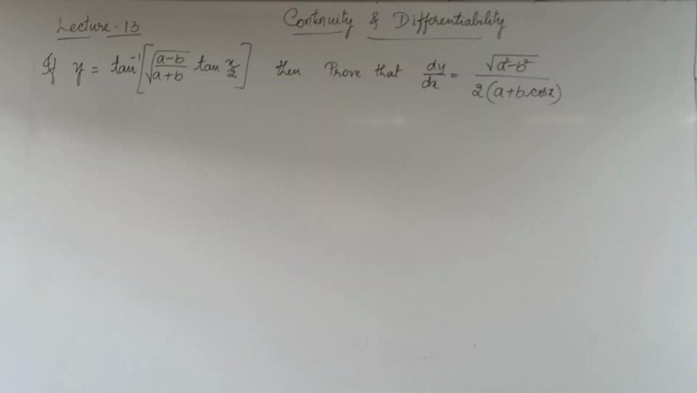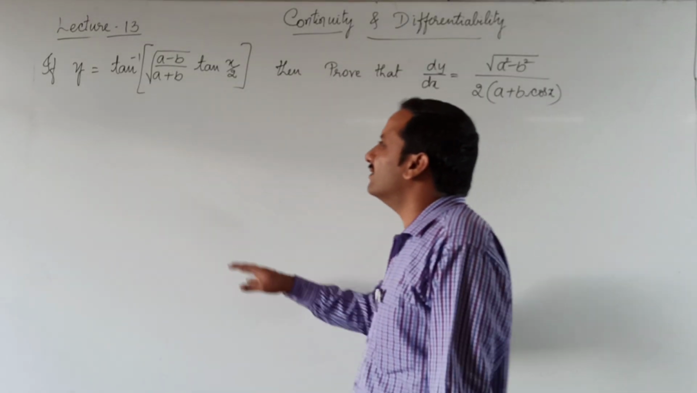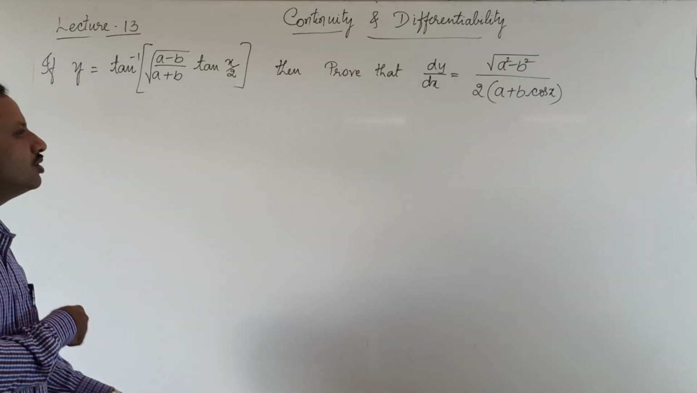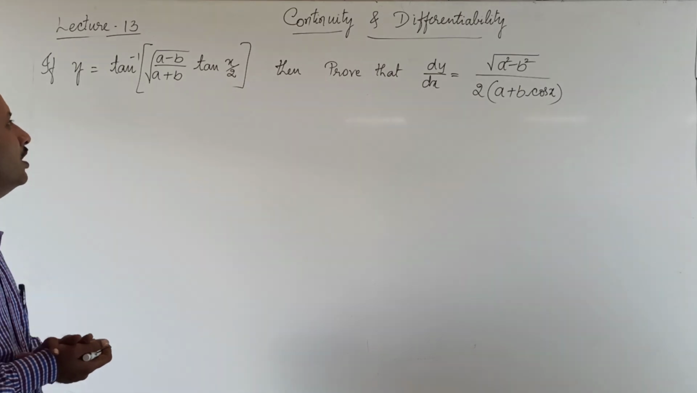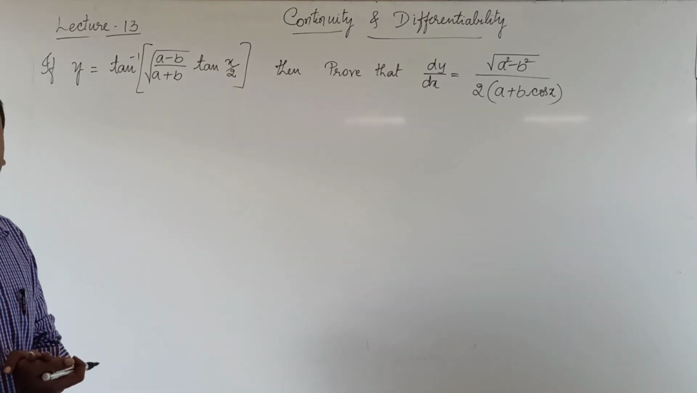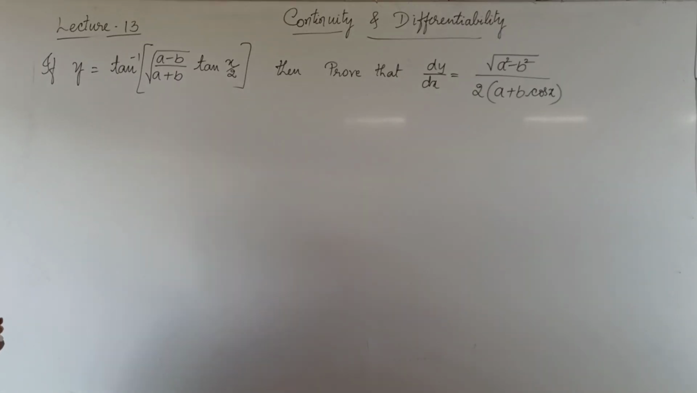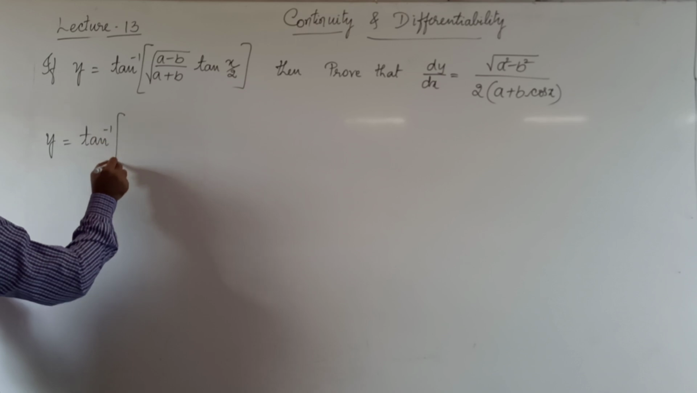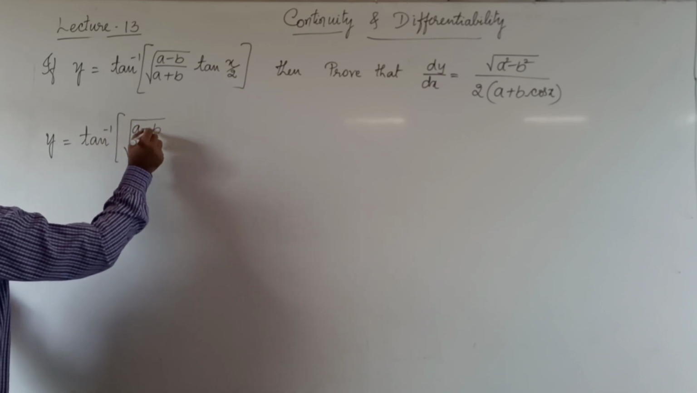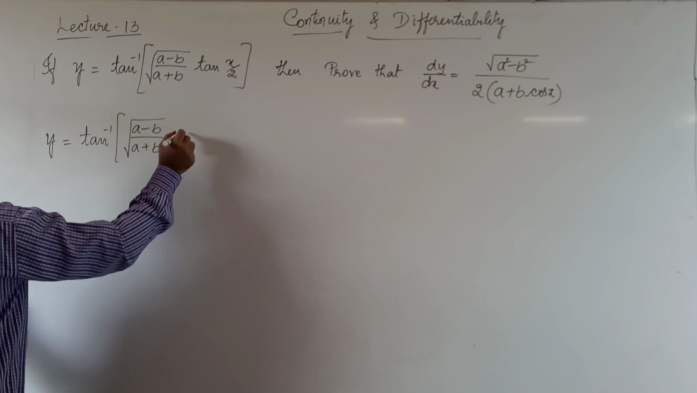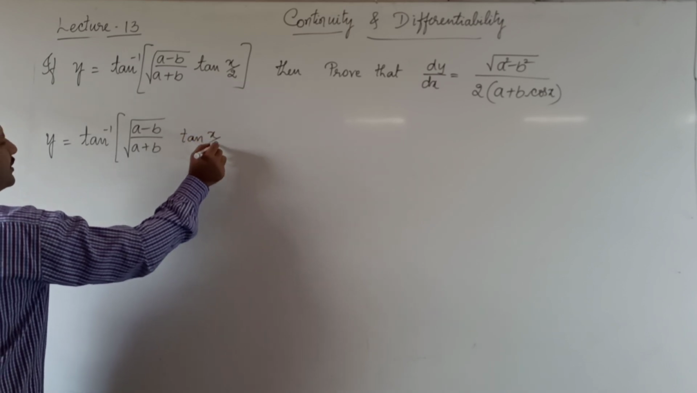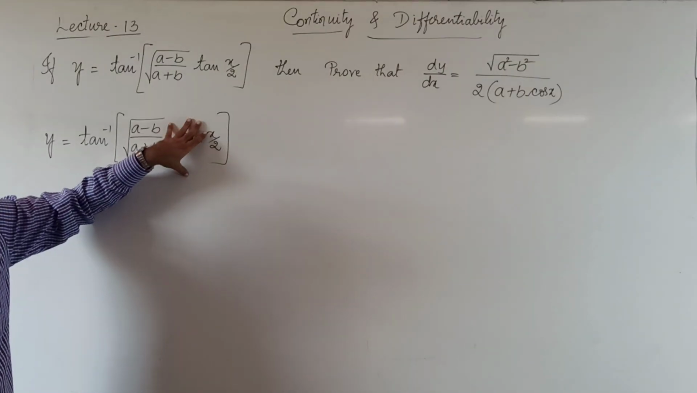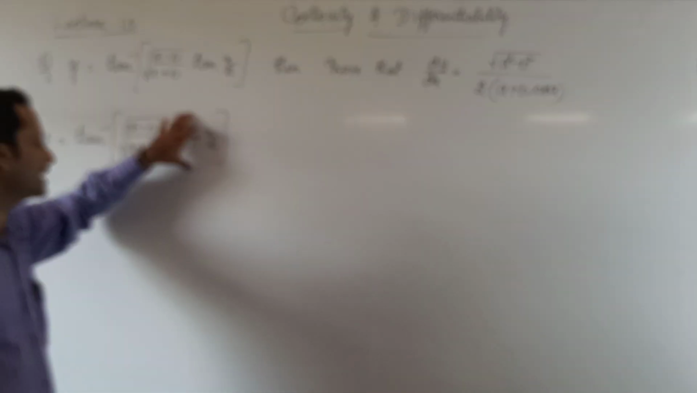See how they have defined. They have taken y is equal to tan inverse root of a minus b by a plus b into tan x by 2. Then we have to show that dy by dx is equal to root a square minus b square divided by a plus b cos x. Okay, let me consider this. y is equal to tan inverse of root of a minus b by a plus b into tan x by 2. This is of the form of tan inverse x.